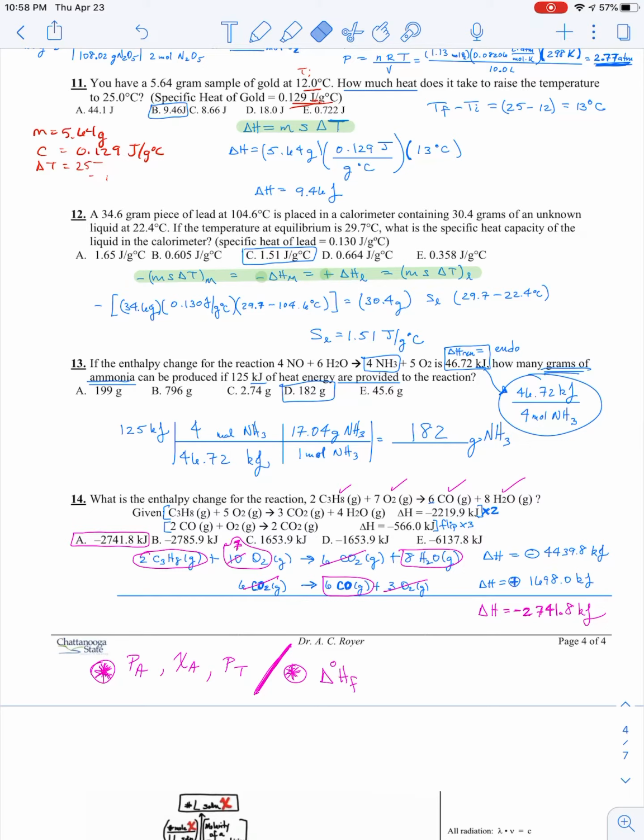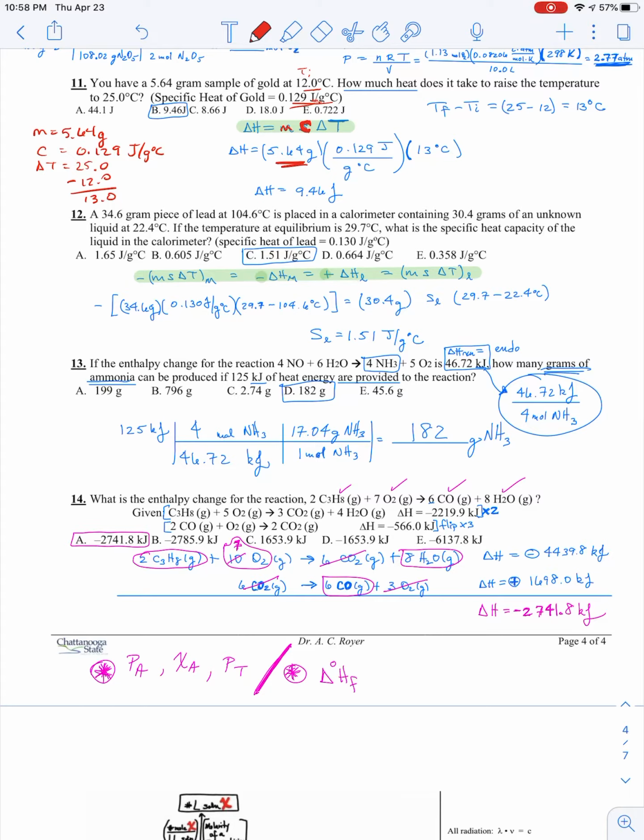Minus 12.0, and that gives me 13.0, and that is our change of temperature for the metal. It wants to know how much heat it will require to reach that temperature. So here we go, and again, this one happens to be using the S, but we can use the C.